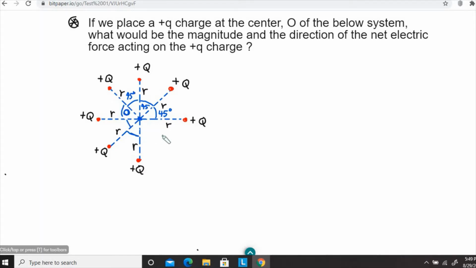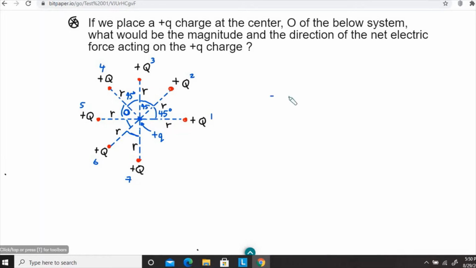Okay. So the question is, if we place a plus Q charge at the center O, what is the net force acting on that plus Q charge due to these 7 charges? So let me label these outer charges as 1, 2, 3, 4, 5, 6 and 7. And then let me consider as an example the charges 1 and 5.